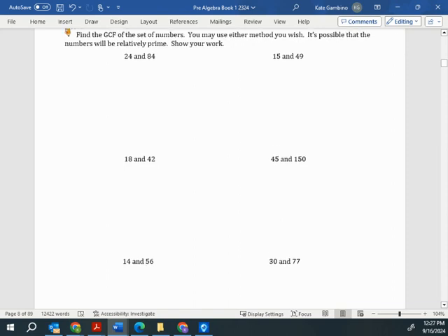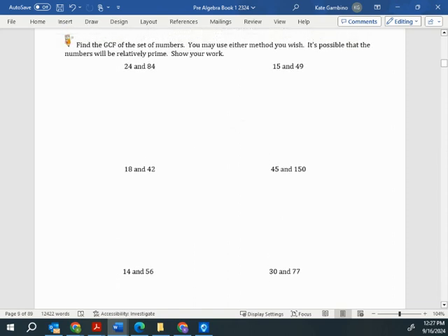So, on our second page, our directions say find the GCF. What does GCF mean? Christina? Greatest common factor. Find the GCF, the greatest common factor of the set of numbers. You may use any of the methods. You can list, you can do the table, you can do prime factorization. Any of those methods would work. You only have to do one way. It's possible that the numbers might be relatively prime. You must show your work.